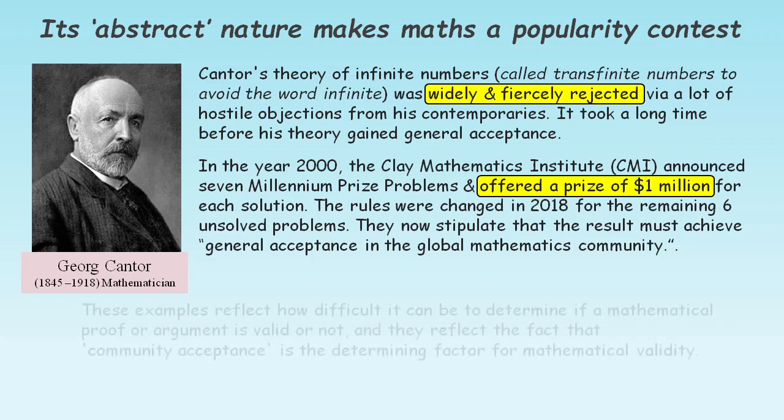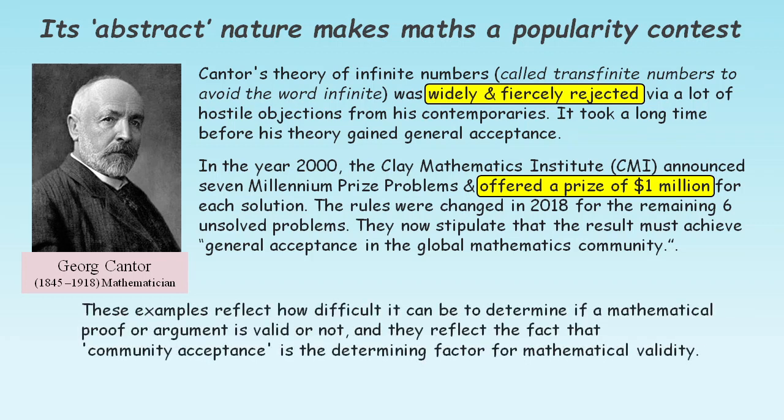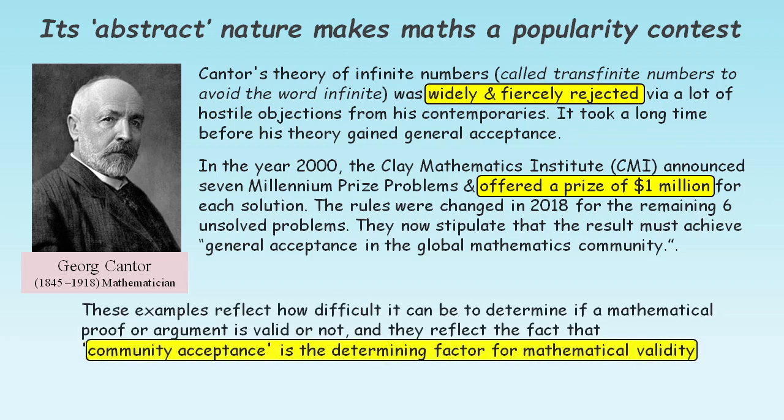The problem is that one group of mathematicians might think a solution is valid, whereas another group might not. And so the rules have now changed to be based on general acceptance by the mathematical community, regardless of whether or not the proposed solution is actually valid or invalid, whatever that might mean in an abstract mathematical world.